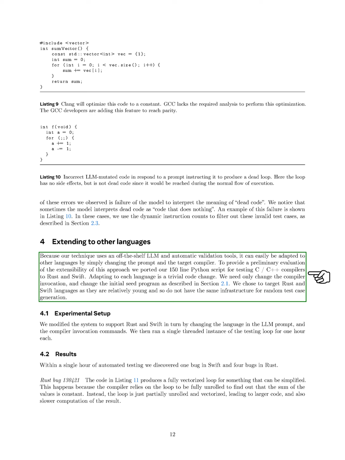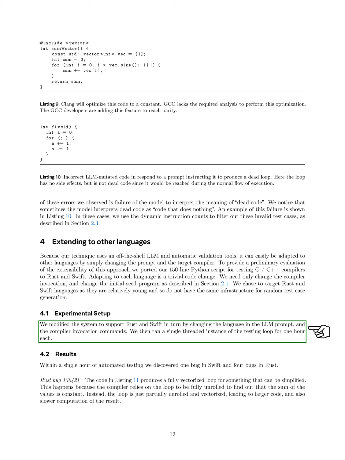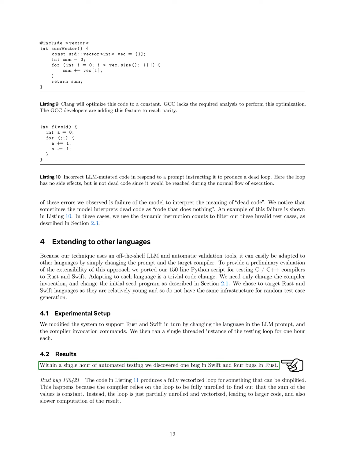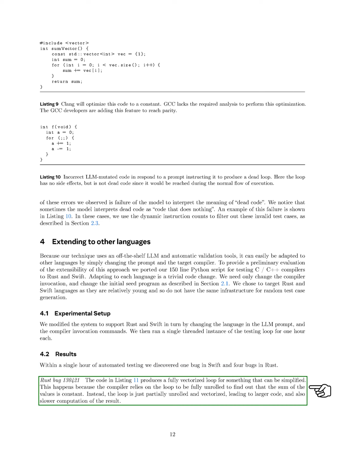We selected Rust and Swift because they are relatively new and lack robust infrastructure for generating random test cases. For our experimental setup, we modified the system to support Rust and Swift by updating the language in the LLM prompt and the compiler commands. We then executed a single-threaded testing loop for 1 hour for each language. In our results, we found 1 bug in Swift and 4 bugs in Rust during just 1 hour of automated testing. For Rust bug 130,421, the code produced a fully vectorized loop that could be simplified. The compiler assumed the loop was fully unrolled to determine that the sum of values was constant, but it was only partially unrolled and vectorized, resulting in larger code and slower performance.